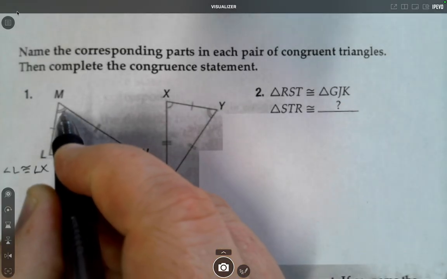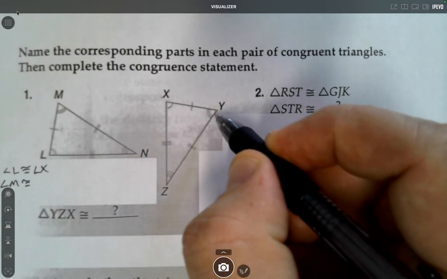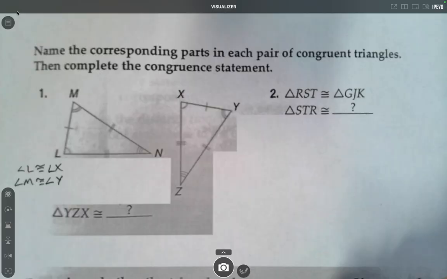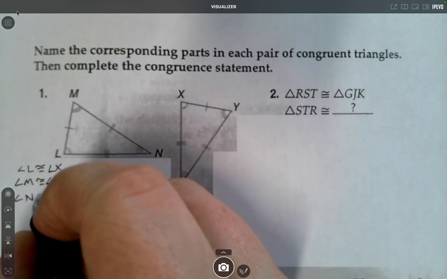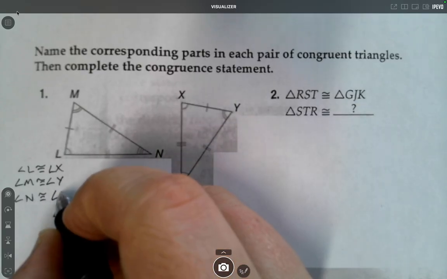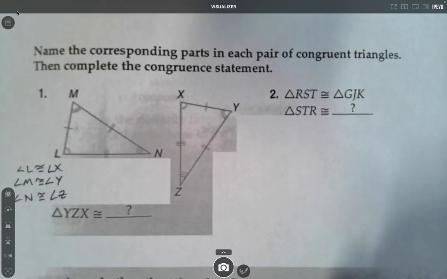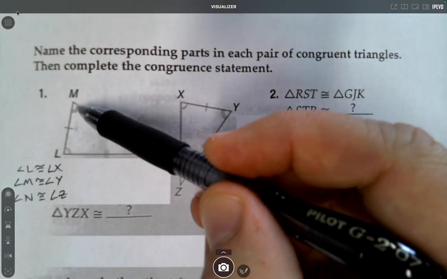Then we see two arcs here, so that's angle M is congruent to Y because that also has two arcs. And then N has three arcs and Z has three arcs, so N is congruent to angle Z. So that covers the angles. Okay? And we do have to be careful with the order in which we name the sides.